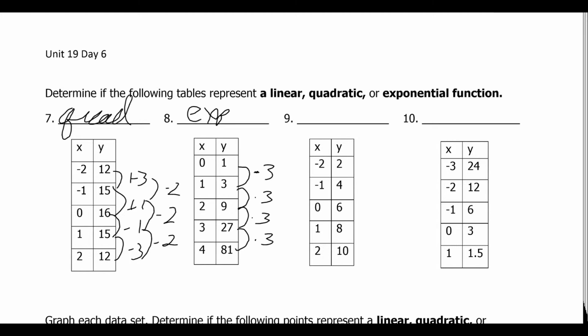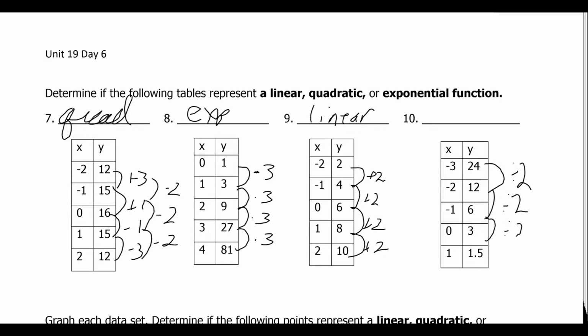Alright, on number 9, we're going to go plus 2, plus 2, plus 2, and plus 2. And that's linear. Alright, on number 10, if you notice, we're going to divide by 2, divide by 2, divide by 2, and divide by 2. So therefore, this is an exponential.